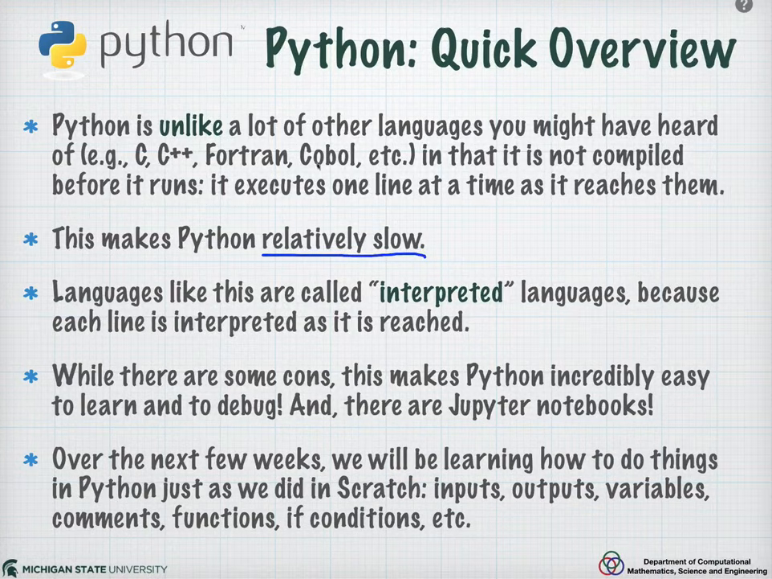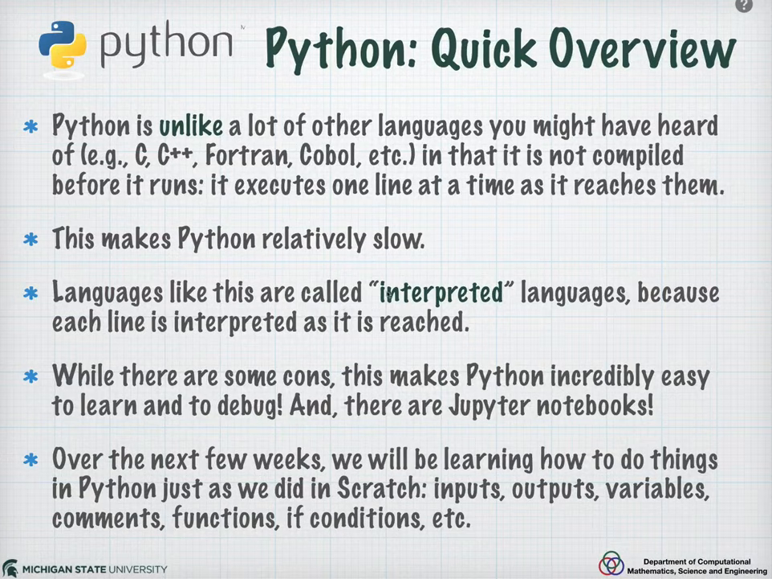Now this makes Python relatively slow. Now in this class we're not trying to do high performance computing, so that's perfectly fine, and a lot of what Python was developed for were things like web applications and so forth, where most of the time was spent in transmitting data back and forth on the internet or waiting for a user, and so it wasn't a big deal. Now in computational modeling and scientific and mathematical applications, that can be a little bit of an issue, but more and more that problem is being solved.